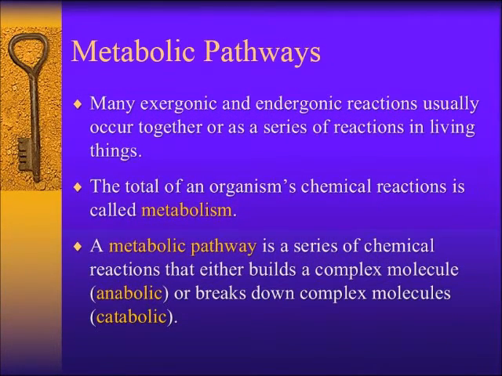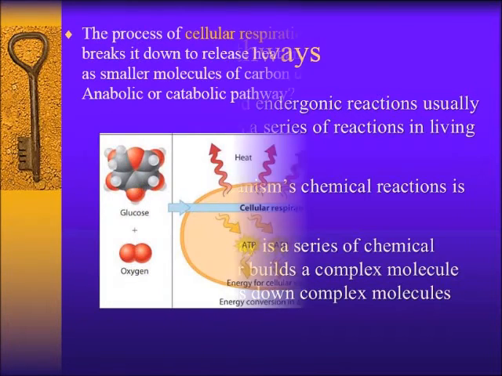In reality, in living things, exergonic and endergonic reactions rarely occur in isolation. They usually occur together in a series of chemical reactions that will sometimes absorb energy and sometimes release energy. The total of an organism's chemical reactions is called metabolism, and a metabolic pathway is a series of these chemical reactions, some exergonic and some endergonic, that either build up a molecule, in the case of an anabolic metabolic pathway, or break down complex molecules in a catabolic pathway.